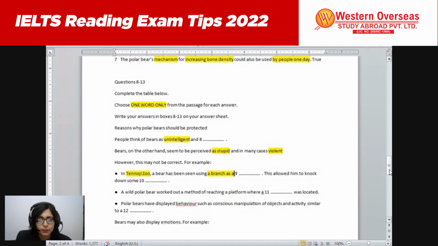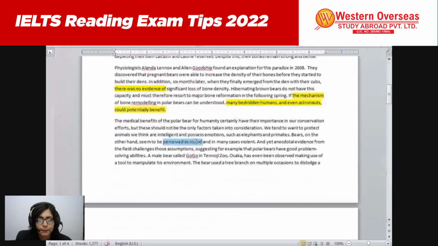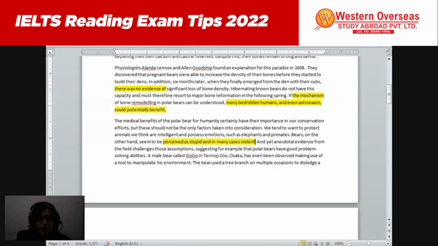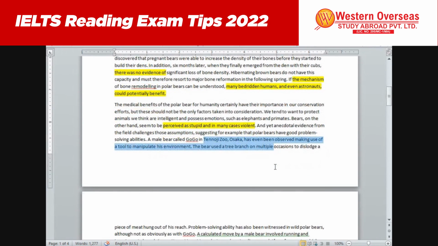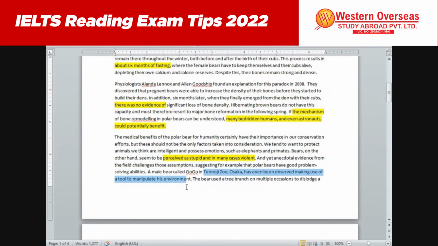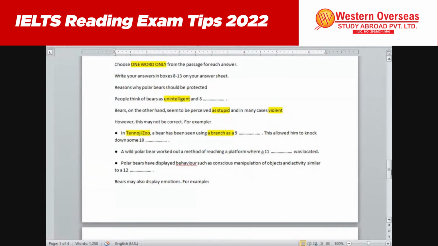Again, going back to the passage. If you remember, my last answer was here. I have to check now here a branch as a dash. Now what they are using as a dash. If you check here, this is the example. Tennessee Zoo. Oscar has been observed making use of a tool to manipulate his environment. The bear used a tree branch on multiple occasions to dislodge a piece of meat. Now you can see how they are using a branch. They are using a branch as a tool.